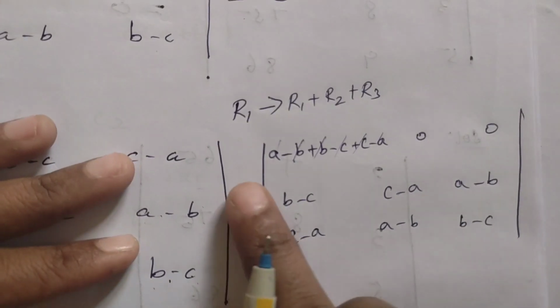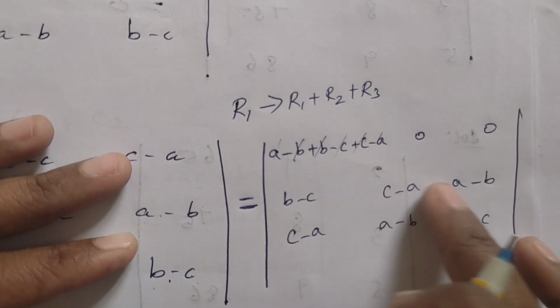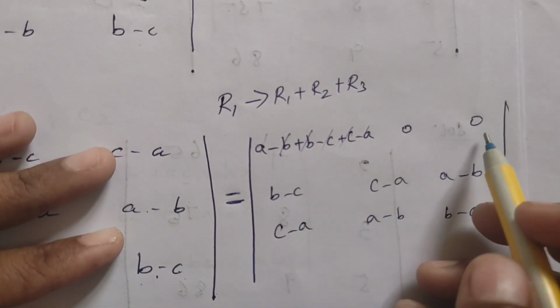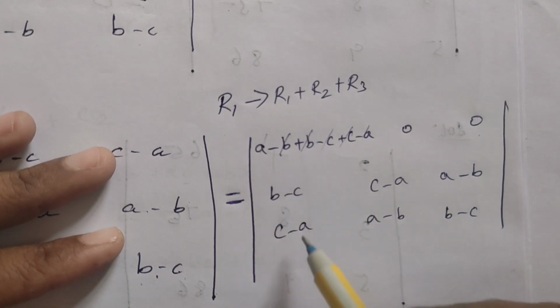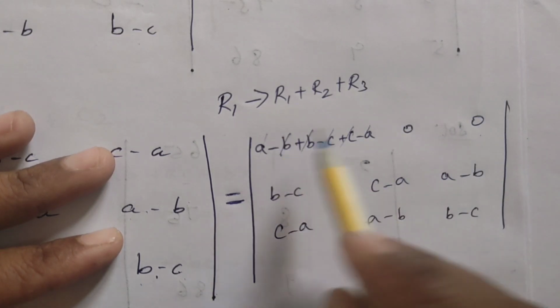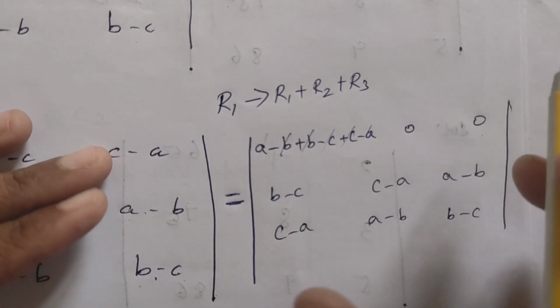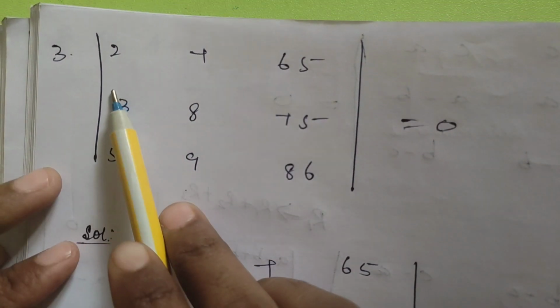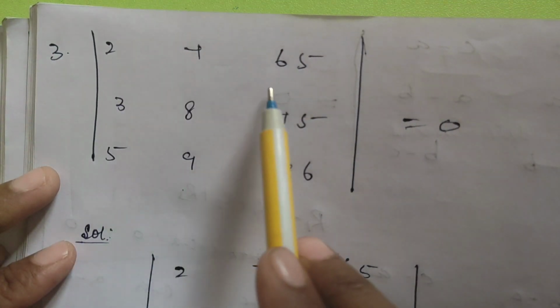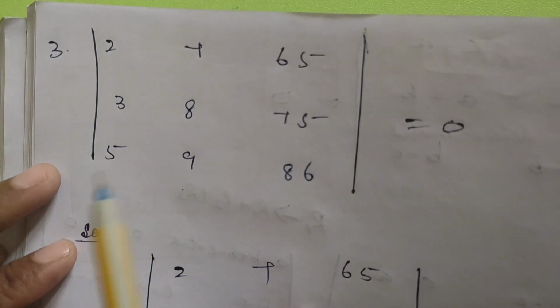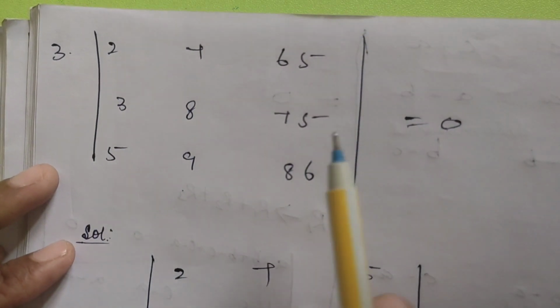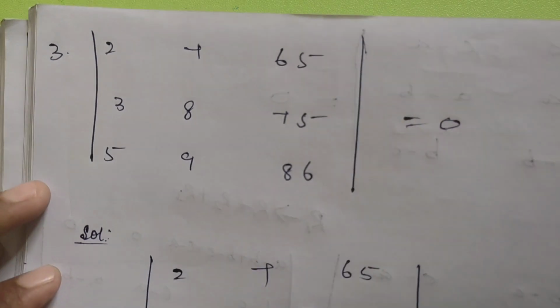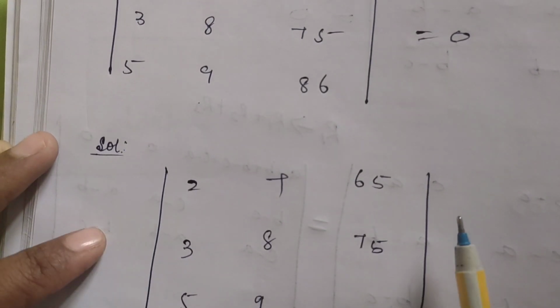Even if I do it row wise, my first row is completely 0. When I take the determinant values, the value of the determinant will be 0. The next problem: the determinant with rows 2, 7, 65; 3, 8, 75; 5, 9, 86 is equal to 0, we have to prove. So let us take the determinant.